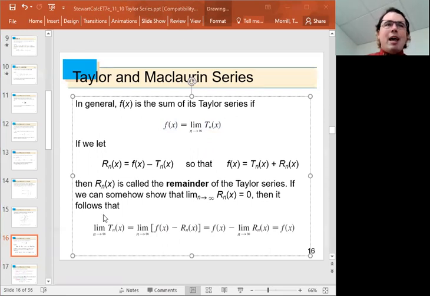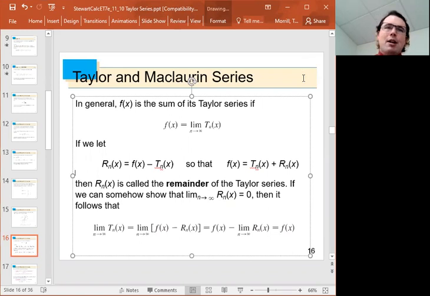Each of these is going to have a remainder, which is just the function f minus the Taylor polynomial. So the question of whether or not f of x, my function, is equal to a power series comes down to whether or not this remainder right here eventually goes to 0.